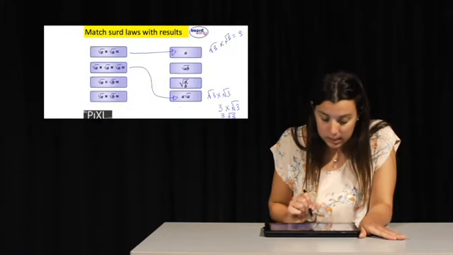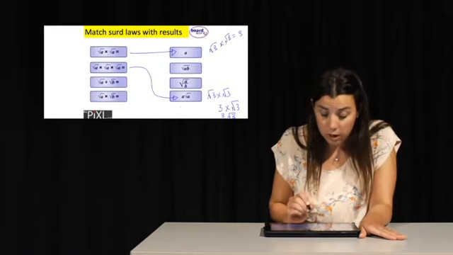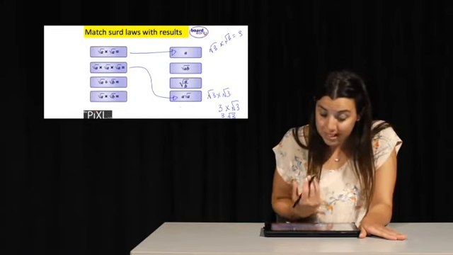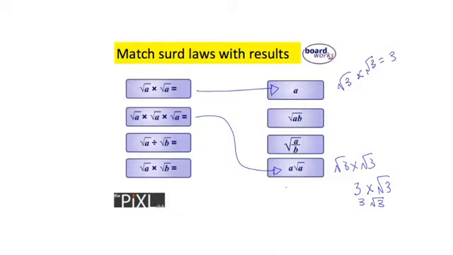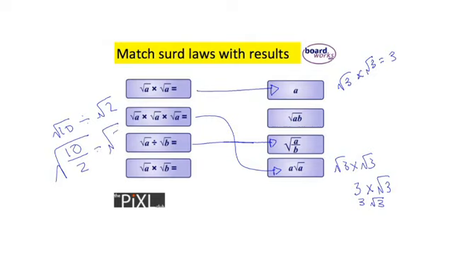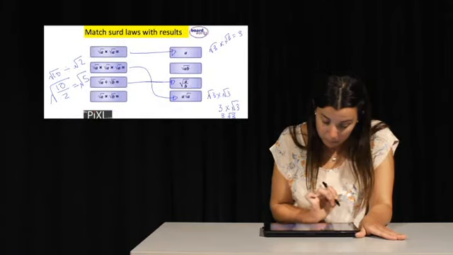Our next rule is dividing. We have the square root of a divided by the square root of b. A and b are different numbers. And this was the last one we looked at here that's actually just equal to the square root of a divided by b. If we do an example of that, we have the square root of, say, 10 divided by the square root of 2, which is actually equal to the square root of 10 divided by 2, which is the square root of 5, our answer.